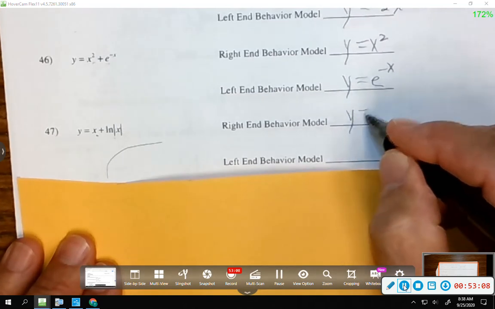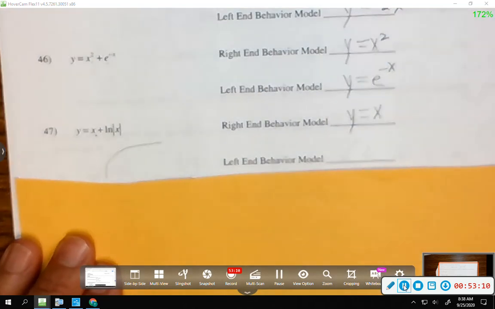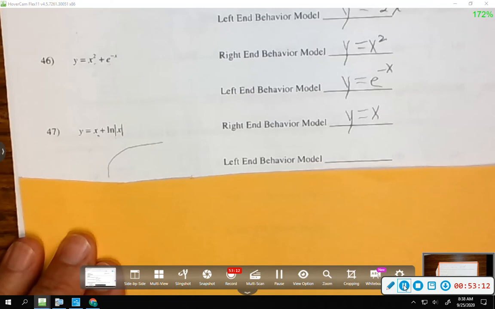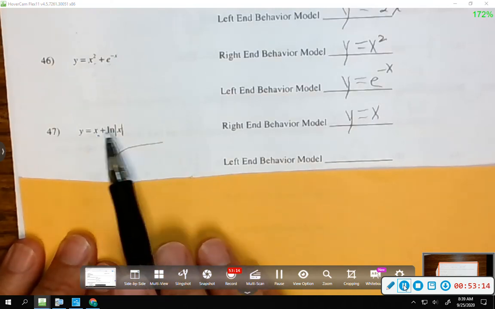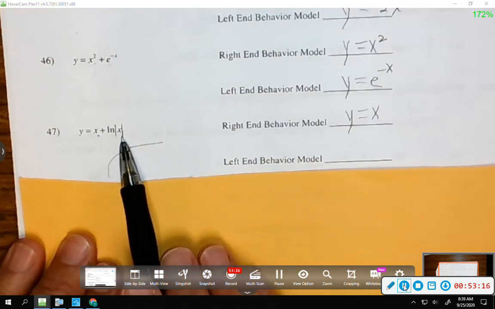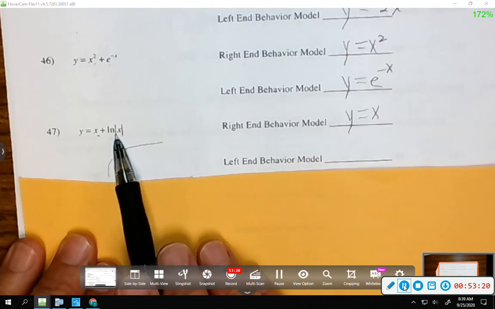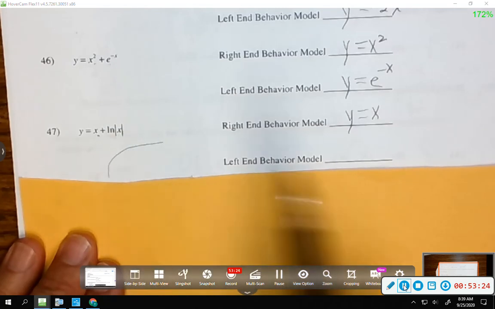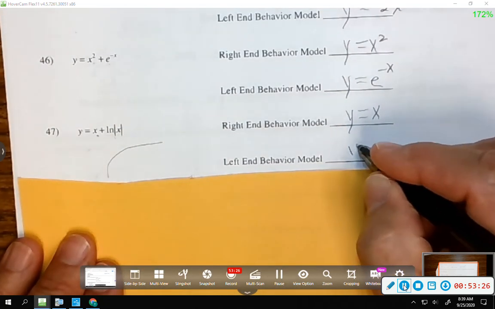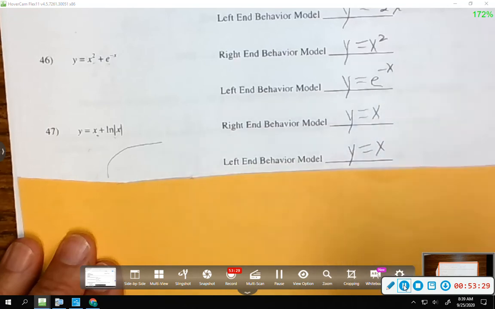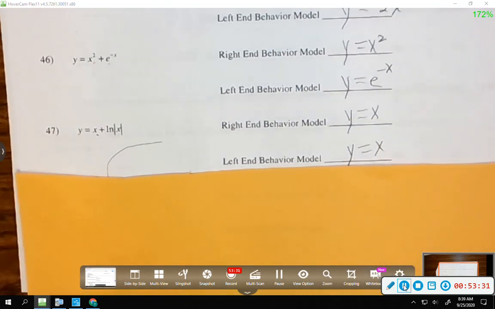Okay? But the left end behavior model, if I plug in negative 100, notice there are absolute value bars here to make it positive. But this number is still going to outgrow that number. So y equals x is also the left end behavior model as well. You're just determining which function is going to outgrow the other.